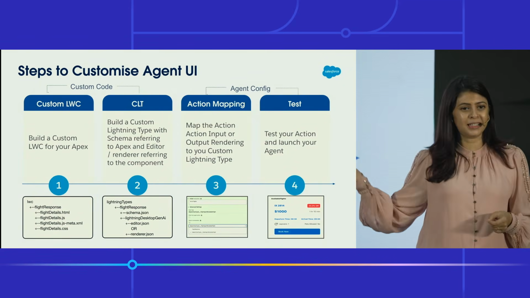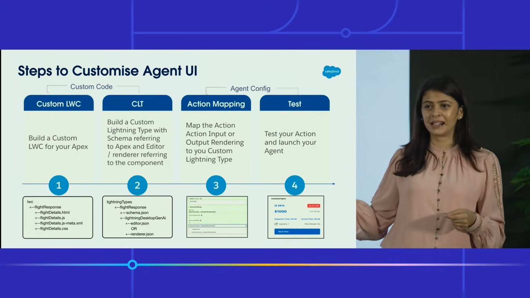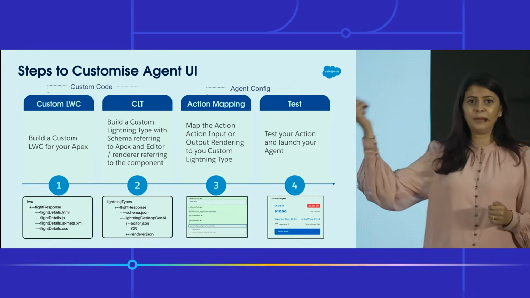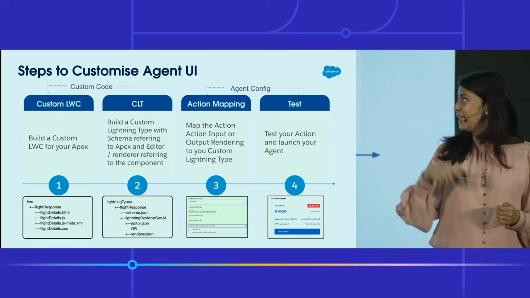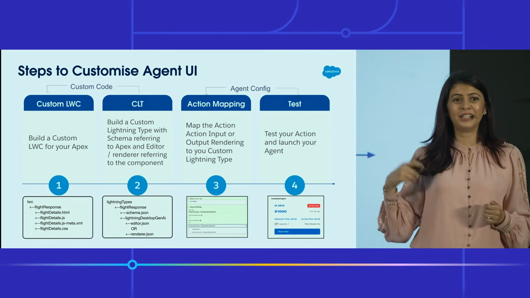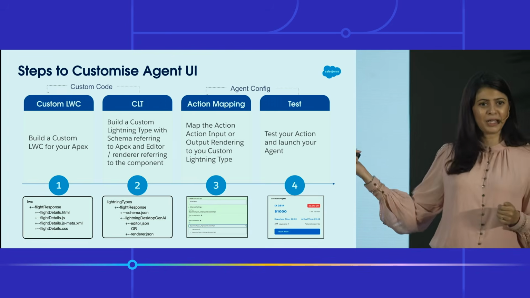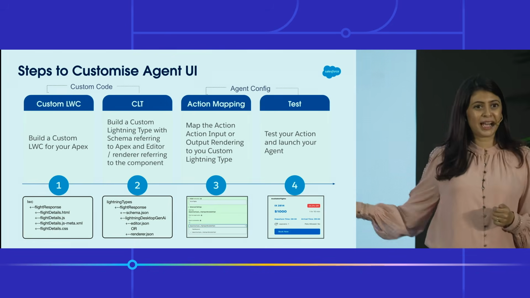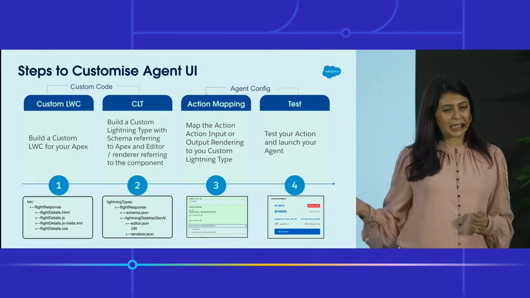He already had a custom Apex class because that custom Apex class was used as an Agentforce output and input. He created a custom lightning type. He had a custom lightning web component. He created it for both the input and the output. He had a lightning type referring to the Apex class in the schema file and the custom LWC in the editor or renderer file, and he just deployed that metadata. Once he deployed that metadata, it was available on the agent action page as a candidate type.